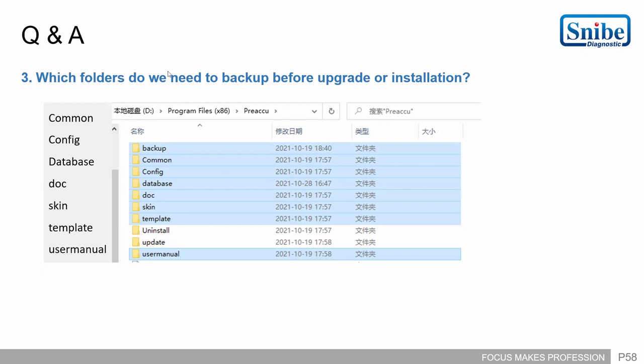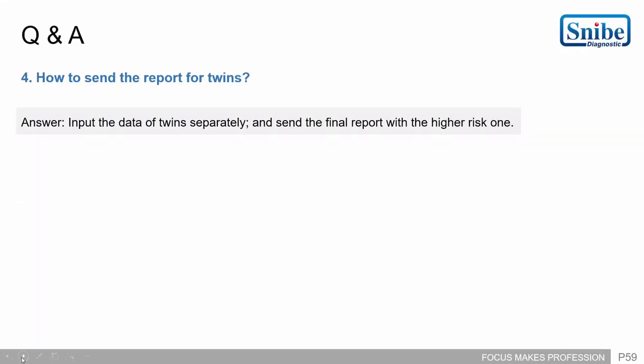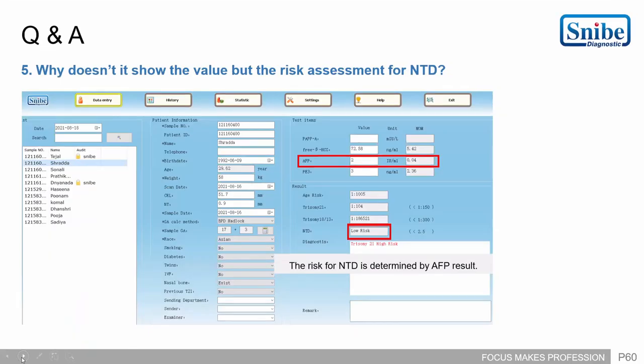So if we go to the next, how to send the report for the twins. This is important. Input the data of the twins separately, and you have to send the final report with the high risk one. If you have twins, then one is in a high risk, and the second one is not in the high risk, so you need to send different reports.